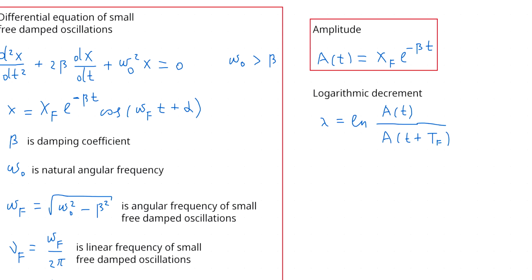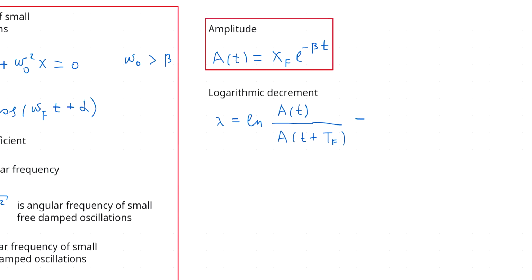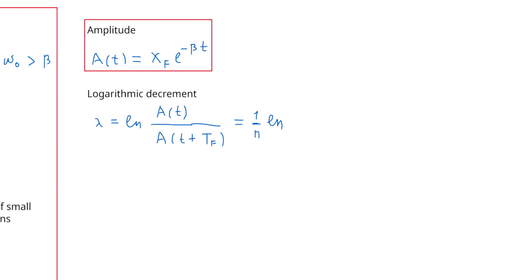And sometimes you may see another formula, and now you will see that this is the same. 1 divided by n, natural logarithm of A at the moment in time t divided by A at t plus n T_f.